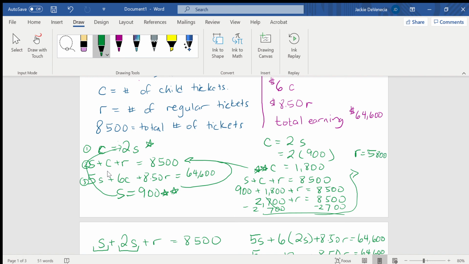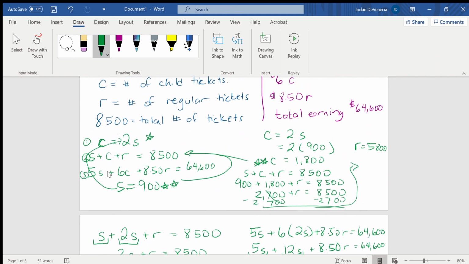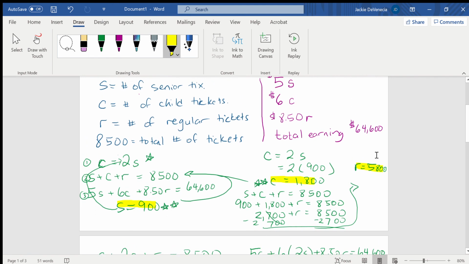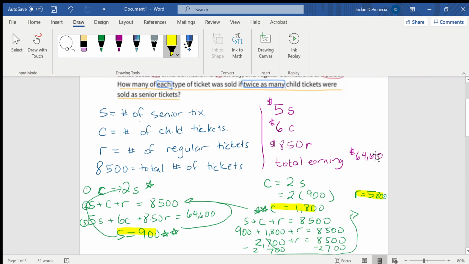Okay, so this is the answer to all our... okay, wait a sec. Let me just go ahead and box everything here, or at least highlight them. So this is one of our answers. This is another answer, and this over here is our third answer. So we can say over here, they sold 900 senior tickets, 1,800 child tickets, and 5,800 regular tickets.